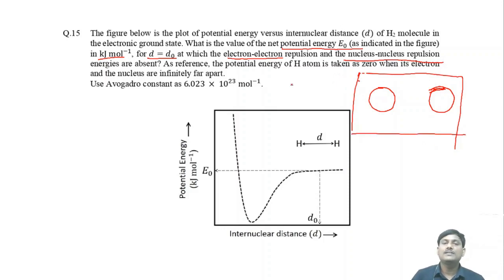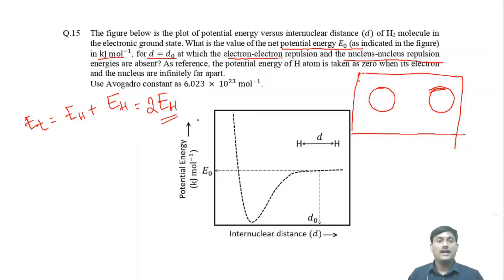In this state, the total energy E total is equal to the energy of each hydrogen atom, so it will be 2 into the energy of each hydrogen atom. You have to calculate in terms of kilojoule per mole, per mole you have to calculate. We know that for hydrogen atom, this is the nucleus with charge +1, and this is the electron with charge -1. What is the potential energy?